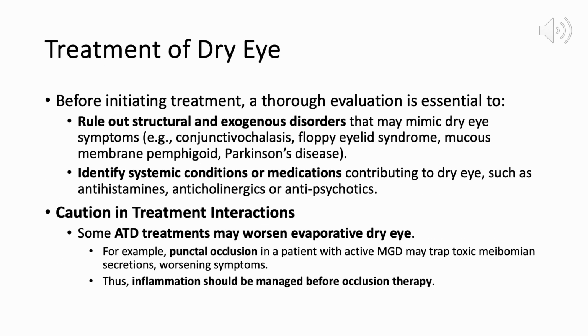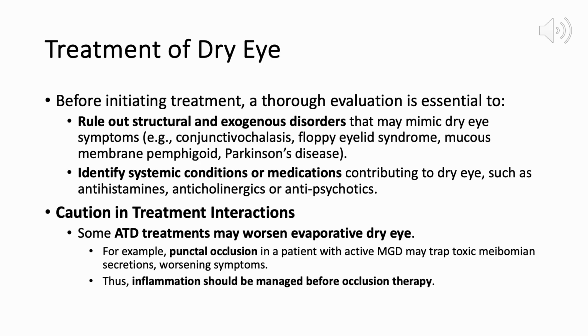Before starting treatment for dry eye, it's crucial to perform a thorough evaluation. First, rule out structural and exogenous causes that may mimic dry eye symptoms. This includes conditions like conjunctivochalasis, floppy eyelid syndrome, mucous membrane pemphigoid, and Parkinson's disease. These masqueraders can present similarly, but require different management strategies.